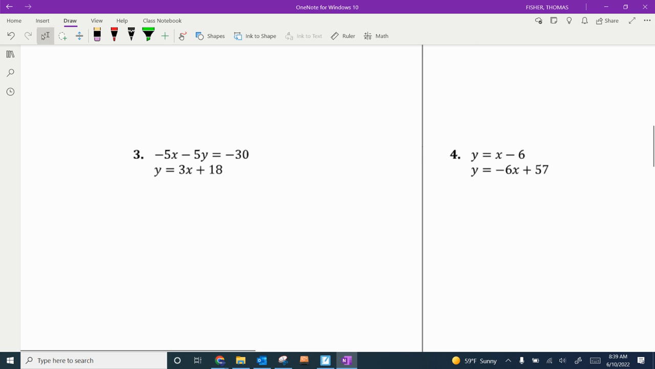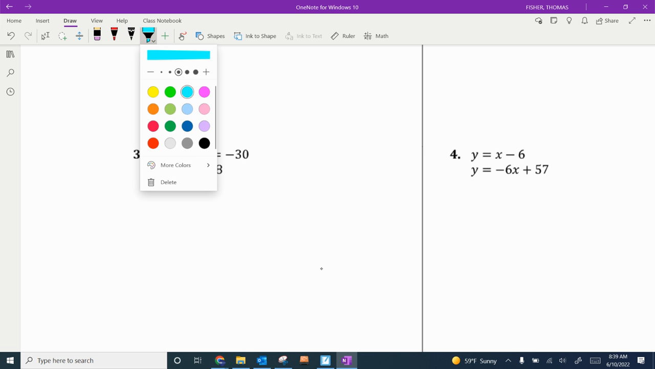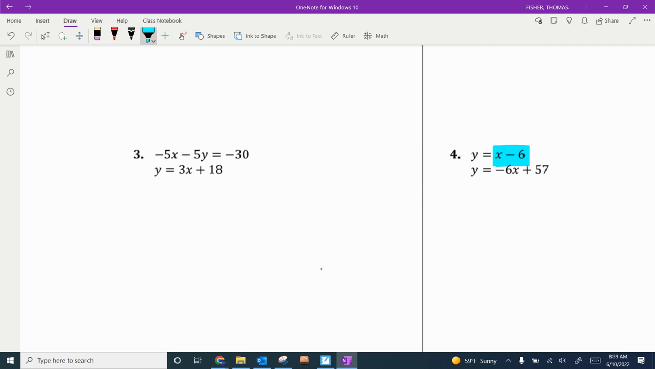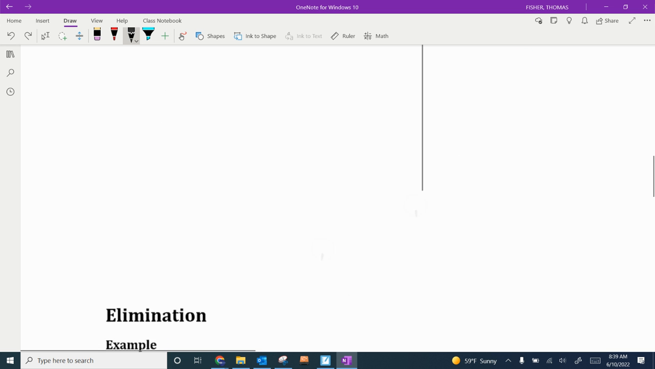And 3 and 4 are very similar. 4 always kind of like tricks people up a little bit. So they're both equal to y, which means you can do it either way. You can put this part here, which equals y, in for y in the second one, or you could take this one and put it in for y in the first one. It doesn't matter. It makes basically the same equation, just flipped around.